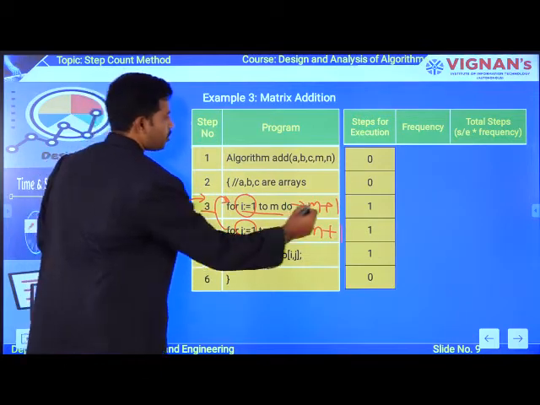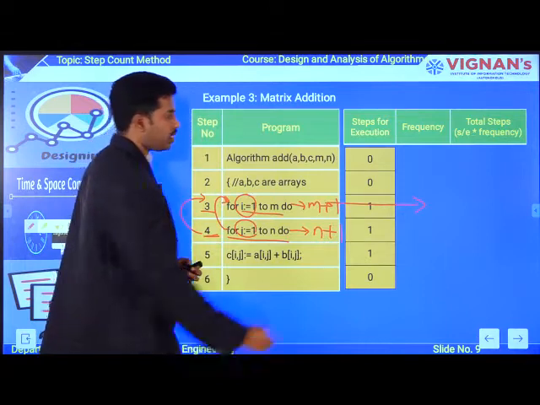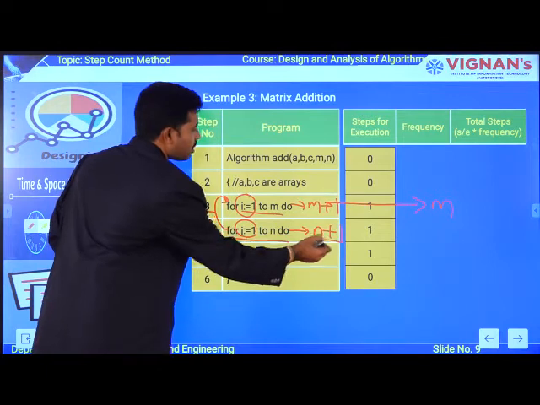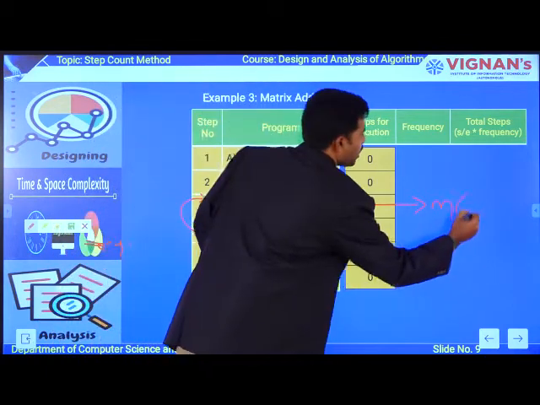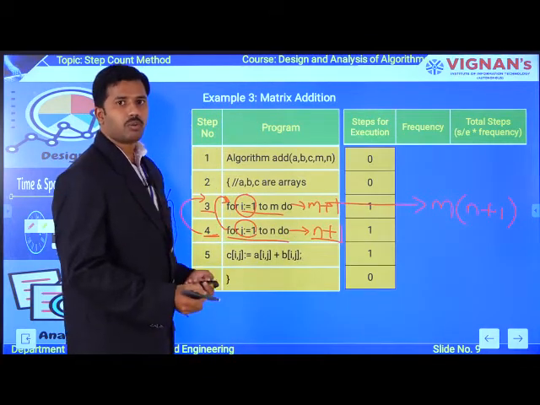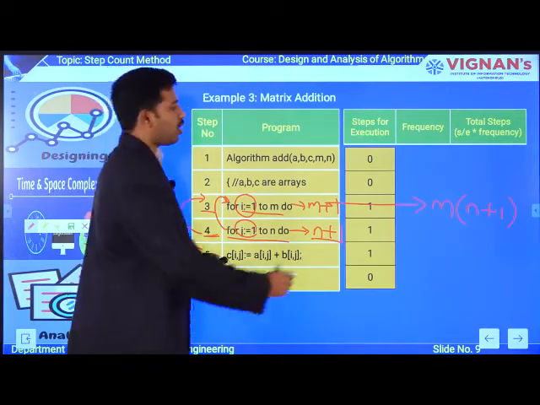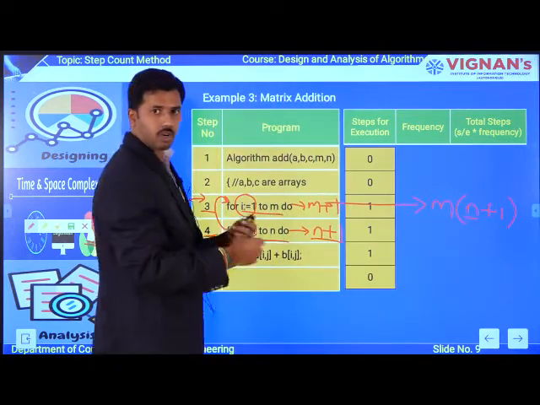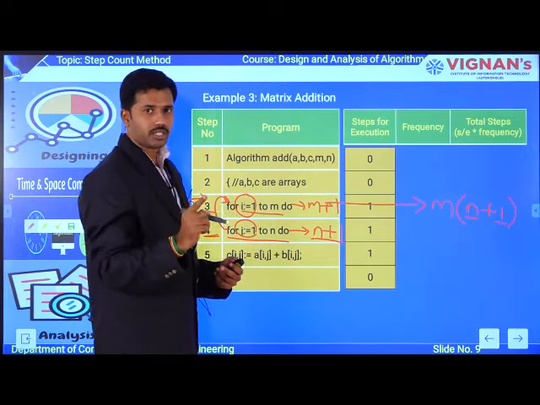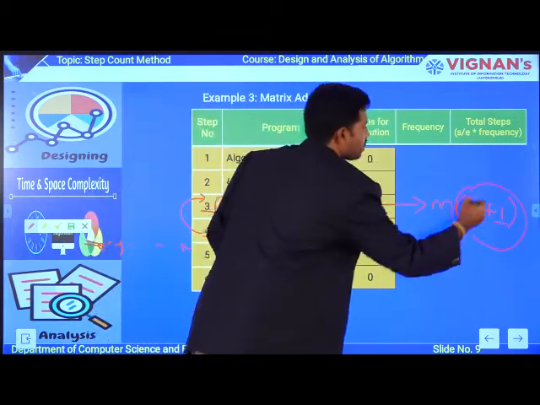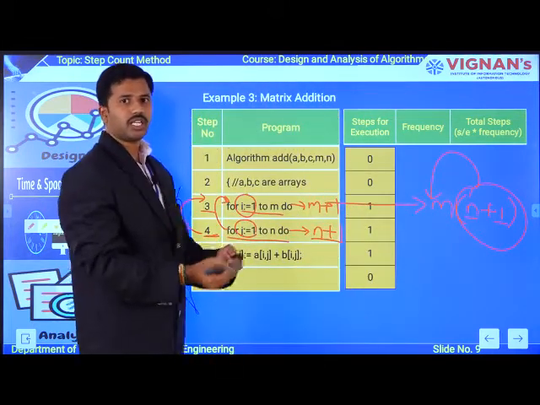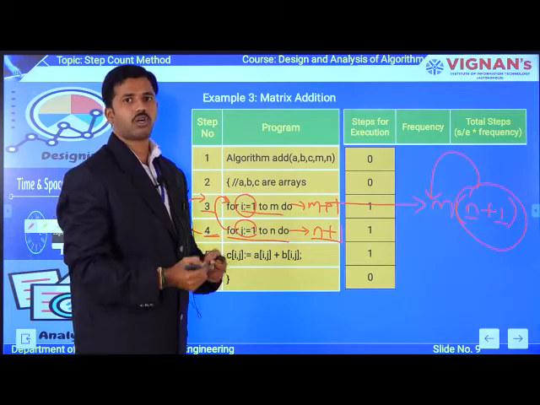How many times is the outer for loop executing? M times. Then what is the frequency for the inner for loop? Which is n plus 1. Together, the frequency for the inner for loop is m of n plus 1. Why? Because n times your inner for loop is executing, and inside the inner for loop you have one assignment operation, and the execution of this inner for loop depends upon the execution of the outer for loop. So together it is going to be m of n plus 1, not only n plus 1.